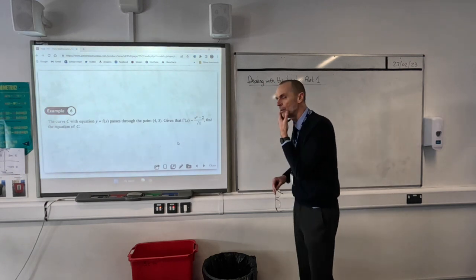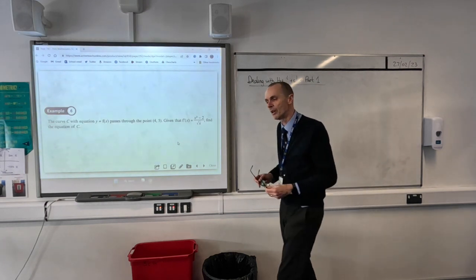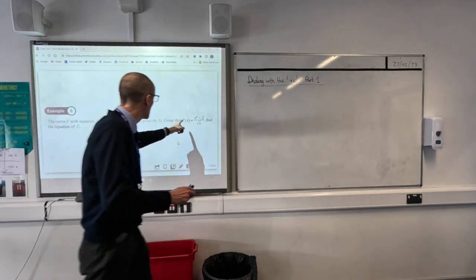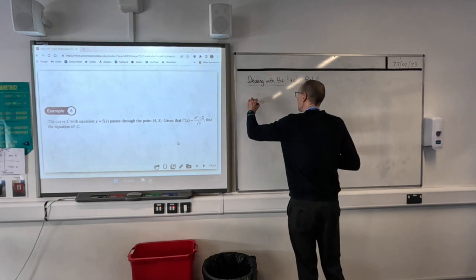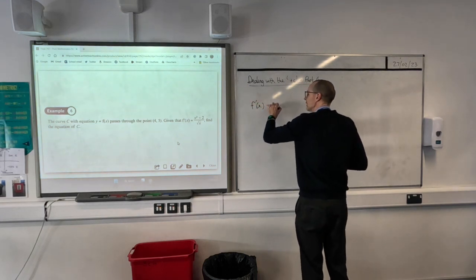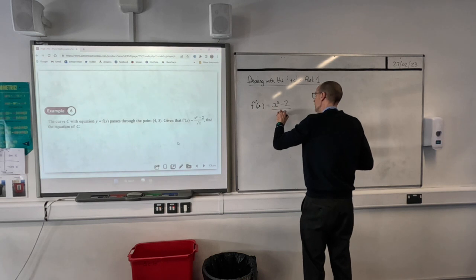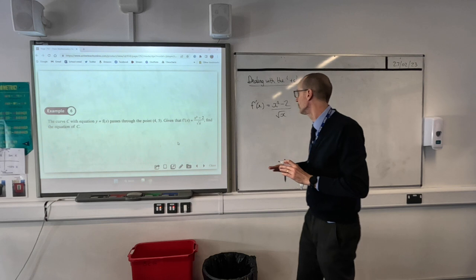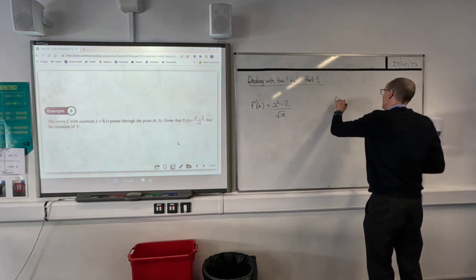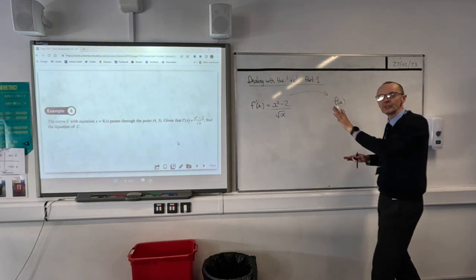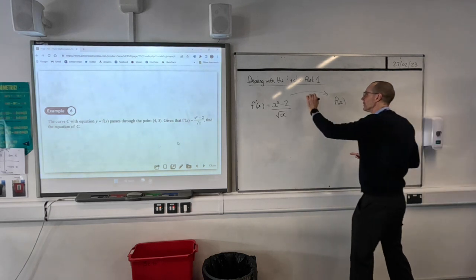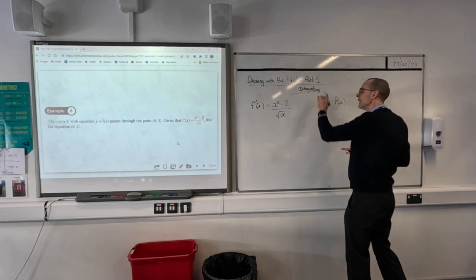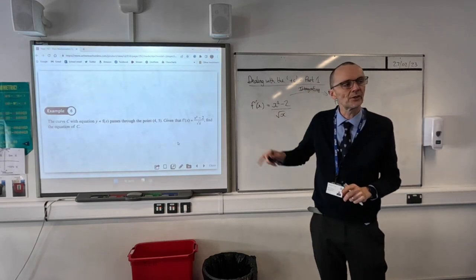So this question here, we're using the alternative notation rather than y and dy by dx. They're using f of x and f dash of x. So we're given f dash of x, and we're asked to find the original function. And that process is integrating. We're not using the notation, but that process is integrating. It also throws in a point that lies on the curve.